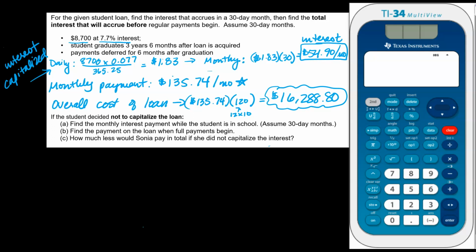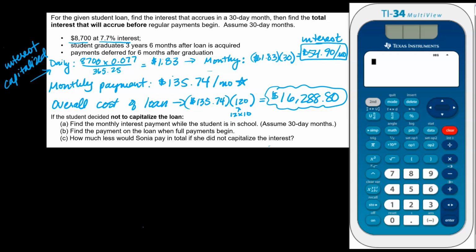then have a 6-month deferment period after graduation, which is just like a break. It puts the loan off a little bit further, and then make payments after that. And so we figured out the monthly payment, and we figured out a total overall cost of the loan of $16,288.80, which is pretty striking considering that she only borrowed $8,700. So she borrowed $8,700, but then ended up paying back $16,288.80.